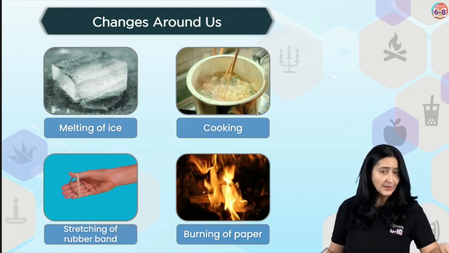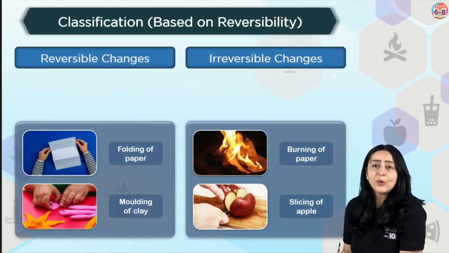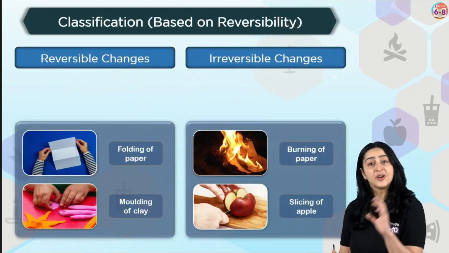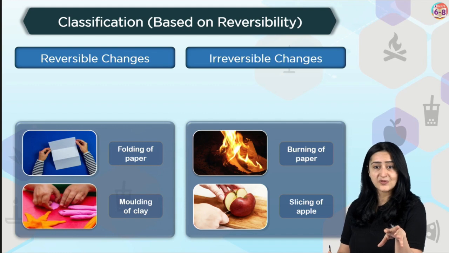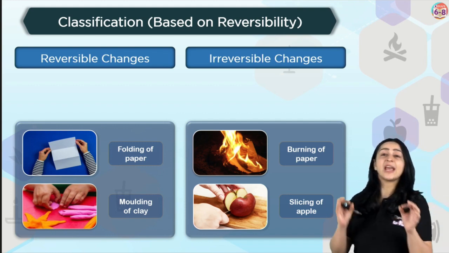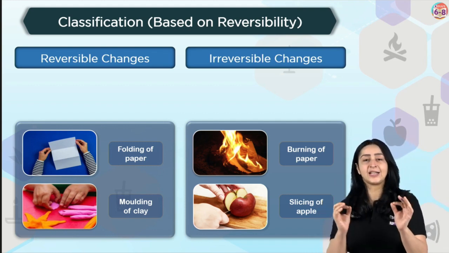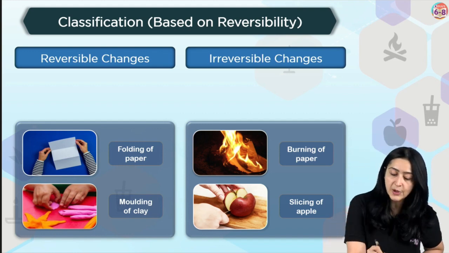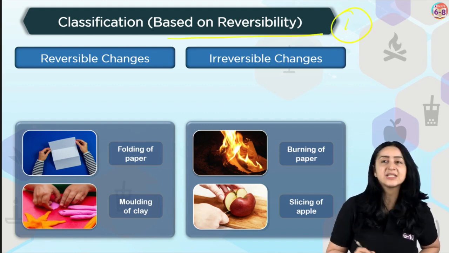Okay? Now, let's talk about classification of changes. So first of all, classification of changes can be done based on two factors. The first one that we are going to be talking about is reversibility.